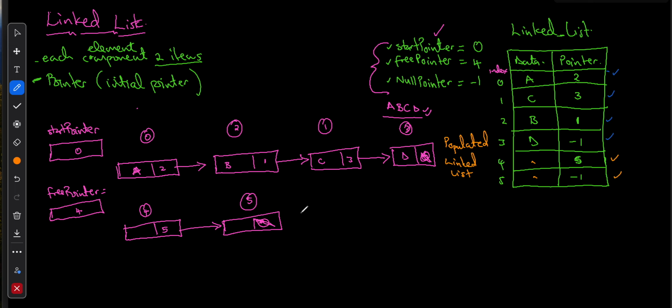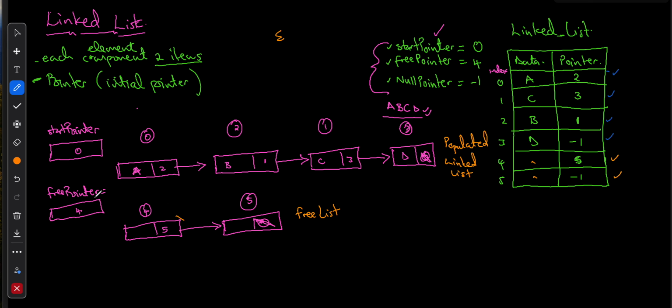And this part is the free list. The unpopulated linked list is called a free list. It still needs to have some data elements added. So suppose that I want to add another node, which is E, at the very end.